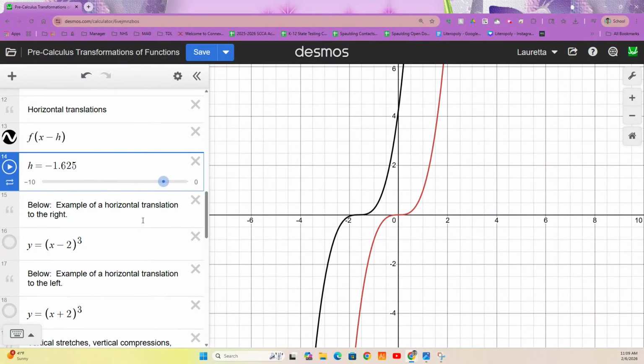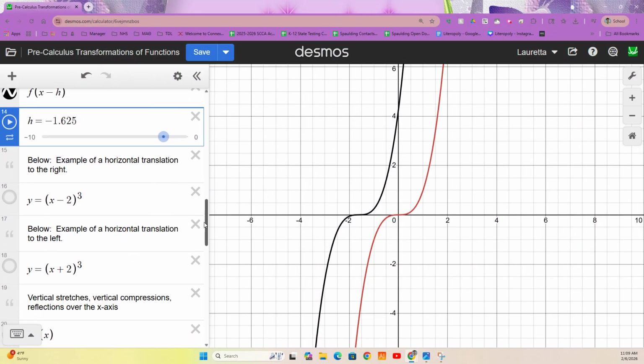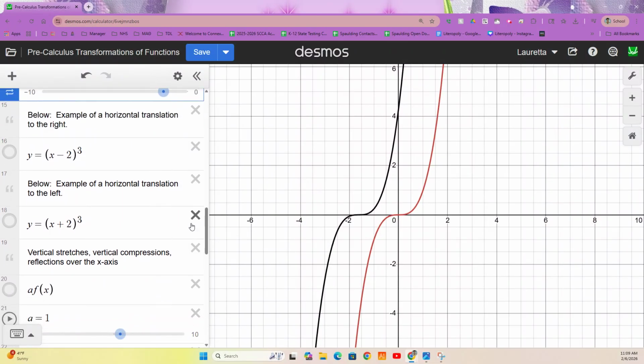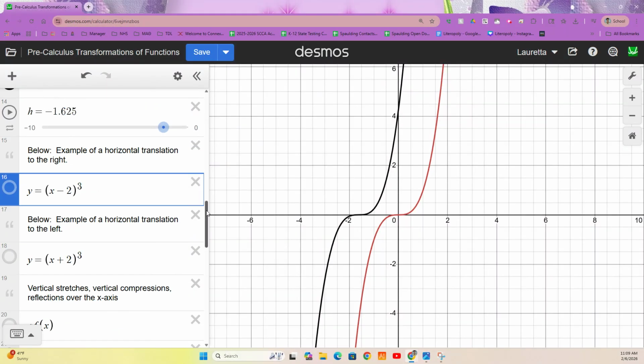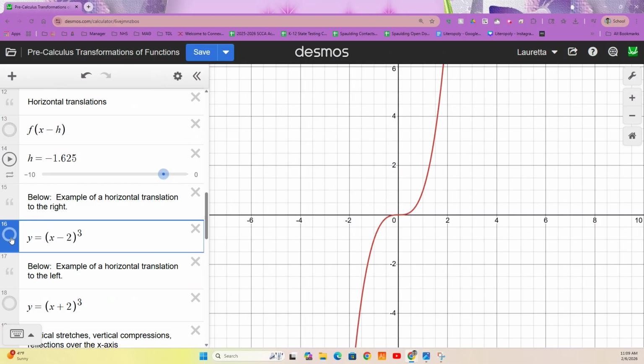So below is an example of a horizontal translation based on our parent function f of x equals x cubed. We have y equals the quantity x minus 2 cubed. This is a horizontal translation to the right because the value of h is 2. It comes after the minus. So we go to the right 2 units. You can see we translated to the right 2 units.